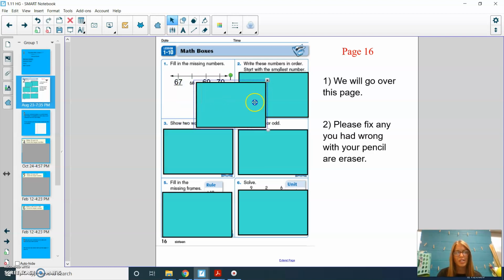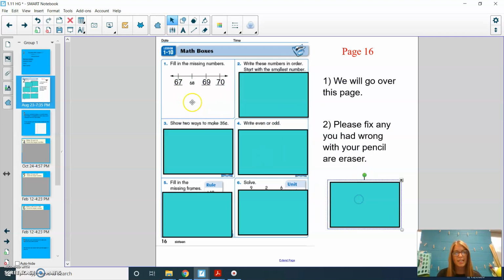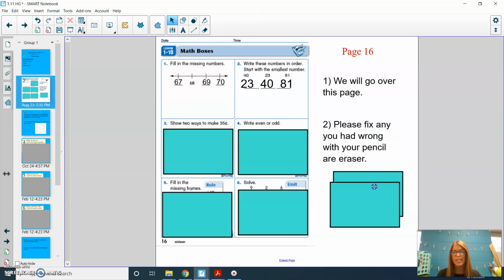So if I'm starting at 68, I can see the number right before that is going to get me to 67. Right after that would be 69, and then 70. For question number 2, we need to write these numbers in order, and we're going to start with the smallest number. So I know that 23 is the smallest, 40 is the middle number, and 81 is my largest number.